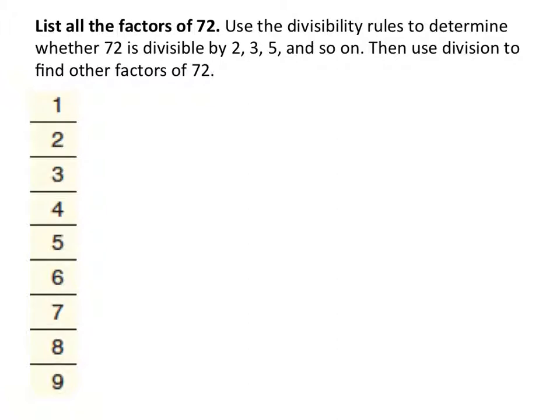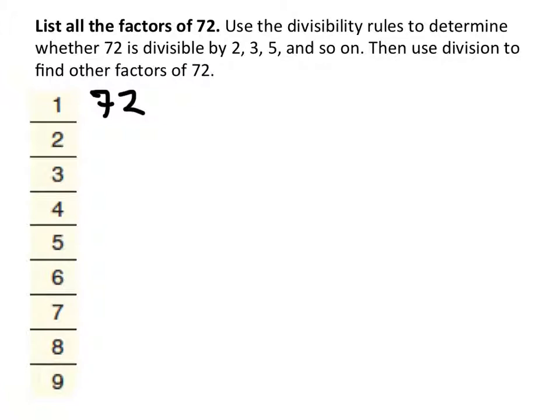All right, list all the factors of 72. Use the divisibility rules to determine whether 72 is divisible by 2, 3, and 5, and so on. And then when we run out of the rules, we're just going to use division to find out the other factors of 72. We always start off with 1, and 1 times 72 is 72. Those are our first set of factors.